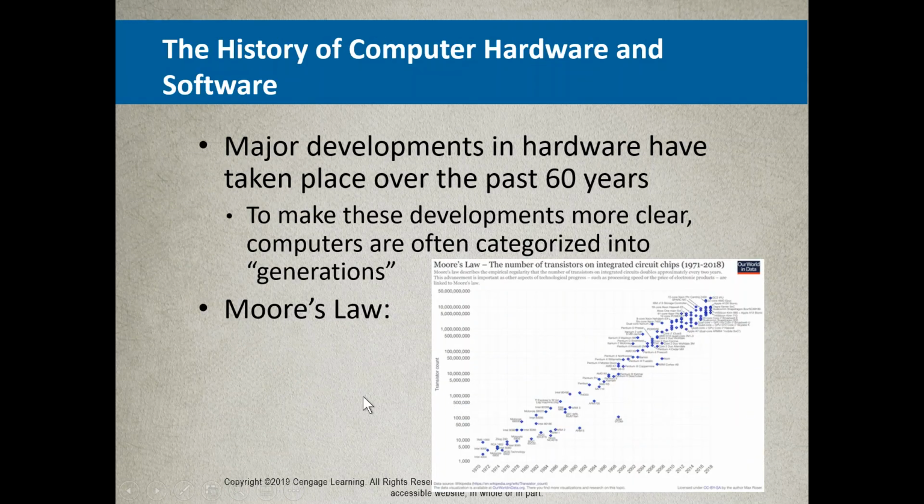All right, now let's talk about the history of computer hardware and software. I've been in the industry for a long time, and I've seen this evolve over time. There have been major changes. Now I haven't been around for the past 60 years, but I've been around for quite a few of these years, and computers have continuously gotten faster and cheaper.